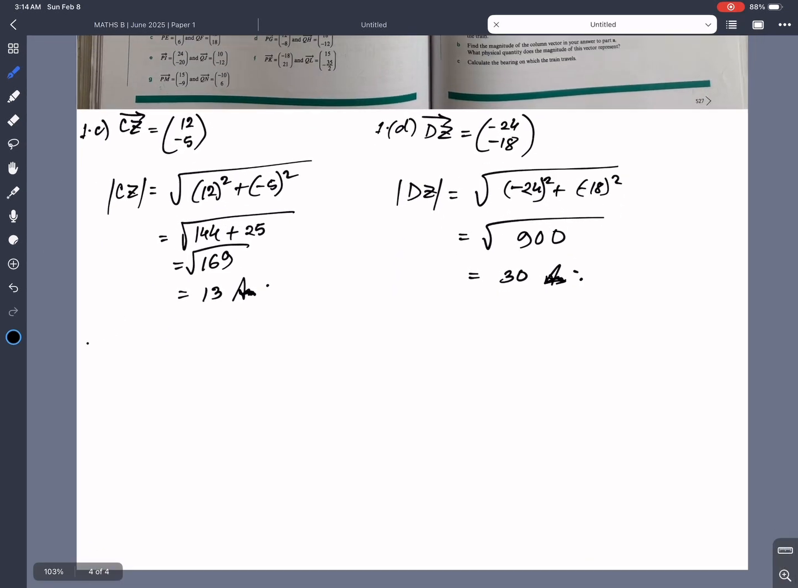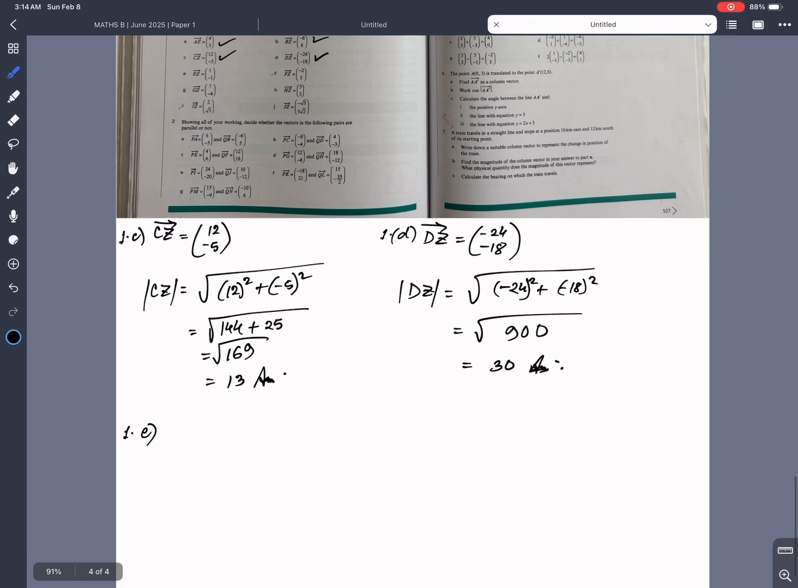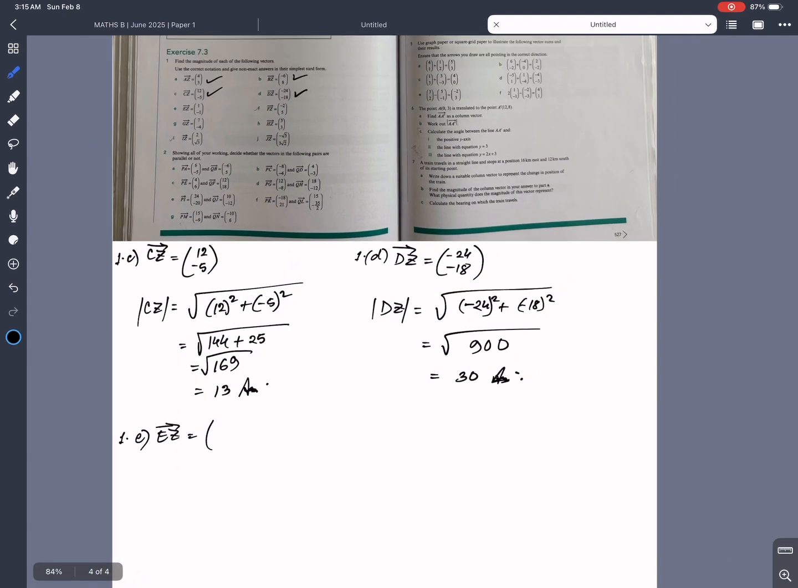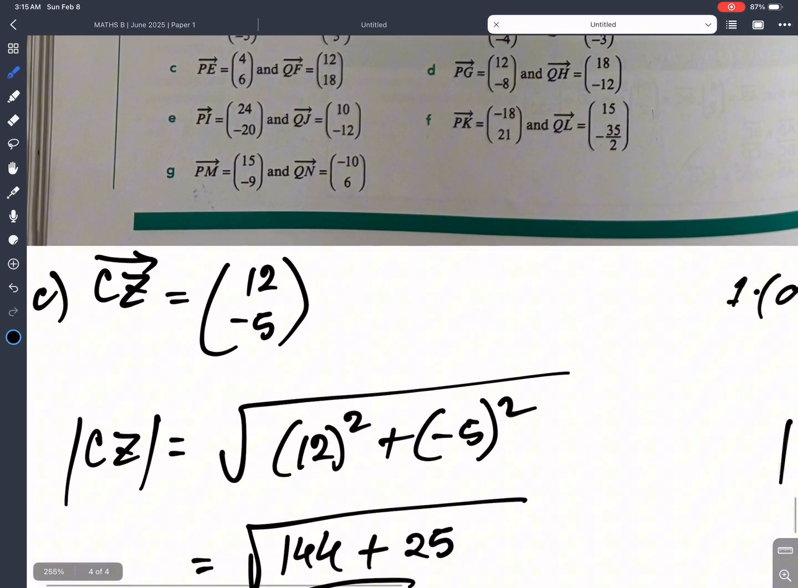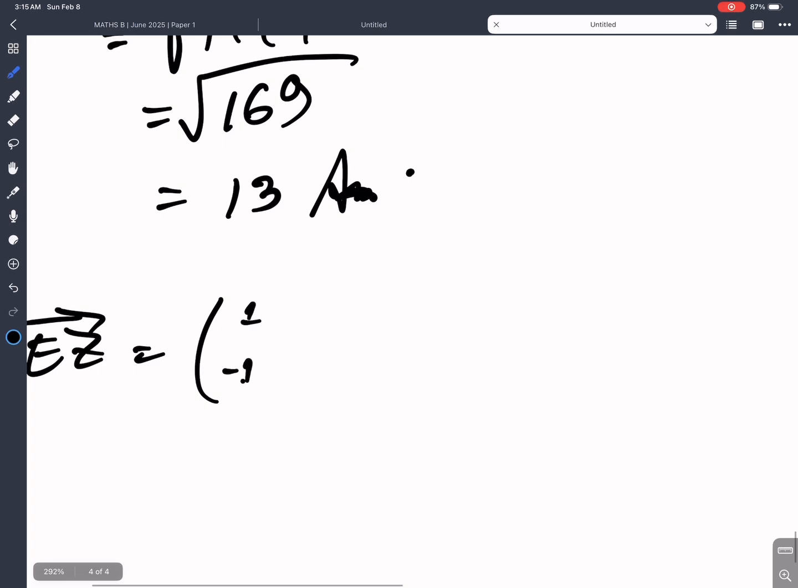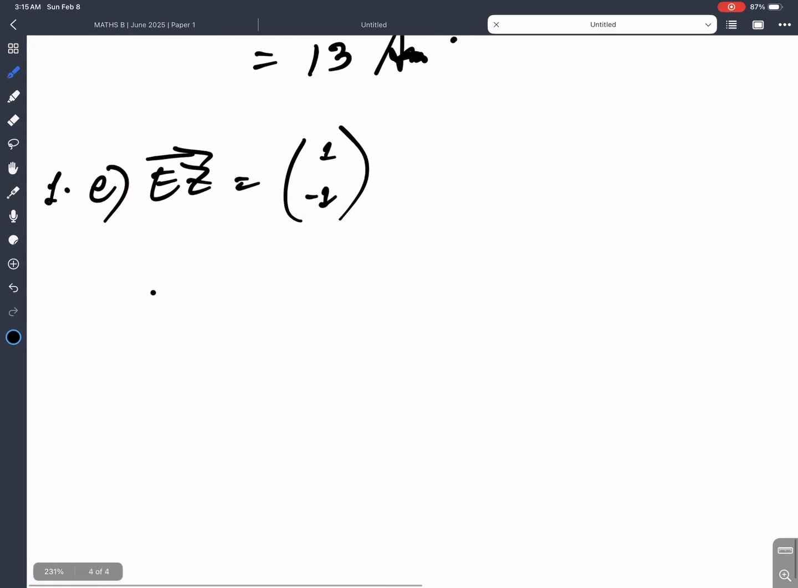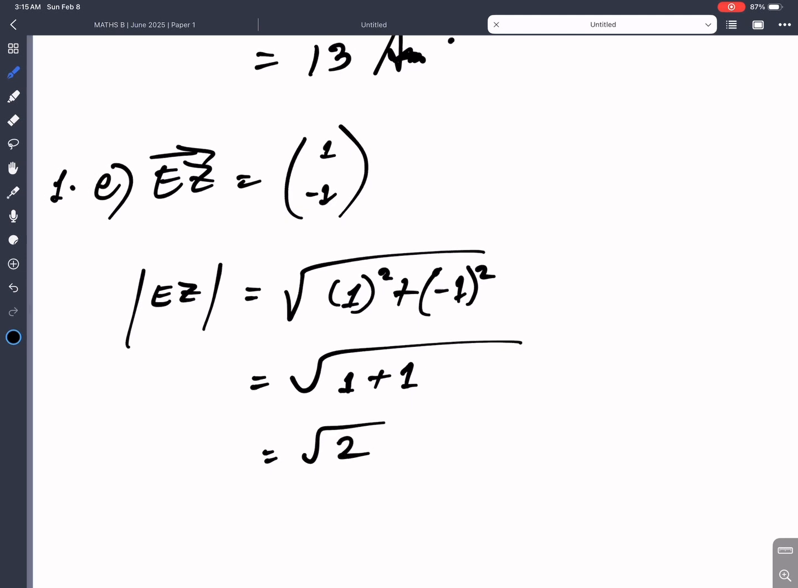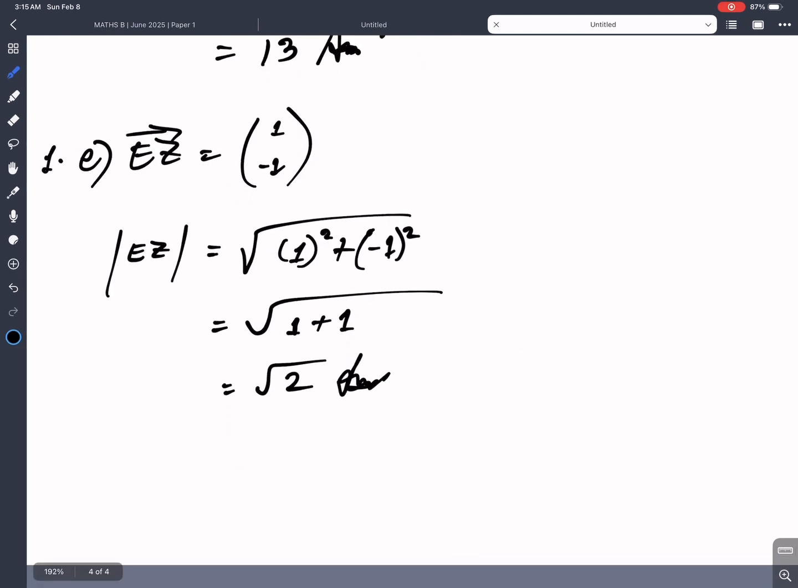Now we have 1E. What's there in 1E? EZ vector, positive 1 and negative 1. So the EZ magnitude or modulus, whatever you call it: 1 square plus negative 1 square. 1 square is 1, negative 1 square is also 1, so root over 2. You cannot help it. So this is the answer.